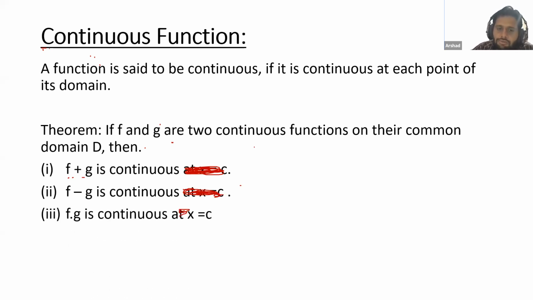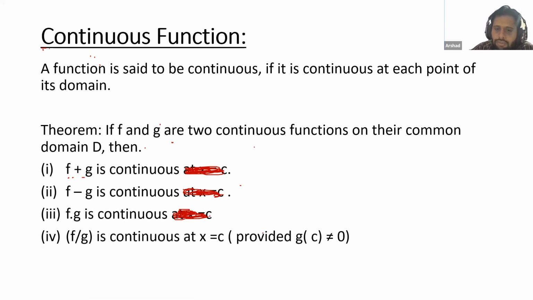If you subtract these two, you will get a continuous function. f into g is also continuous. If you multiply those two functions, that will also be continuous. Next is f by g. If you divide those two functions, that will also be continuous. We are not talking about only a single point. Provided the denominator should not be zero, provided g(x) should not be equal to 0.